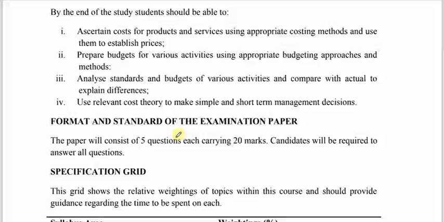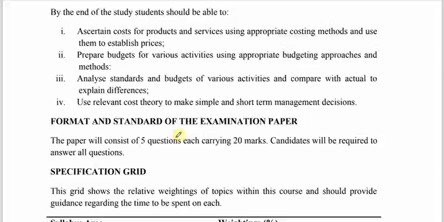So now let us look at the format and standard of the exam. We should know that the pass mark is 50%, and the paper contains 5 questions, all of which carry 20 marks. That means you will have to answer all of them. There is no longer an option to choose. Previously, there were 7 questions and you chose 5, but now it is constrained to 5, and you have to answer all of the 5 questions. So that's basically it.